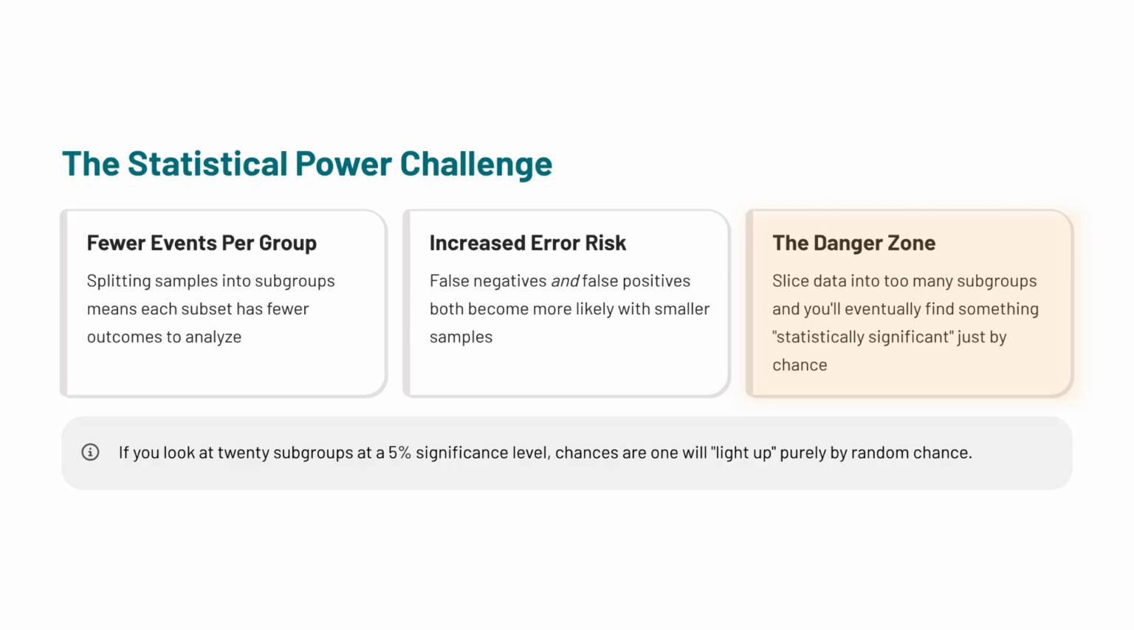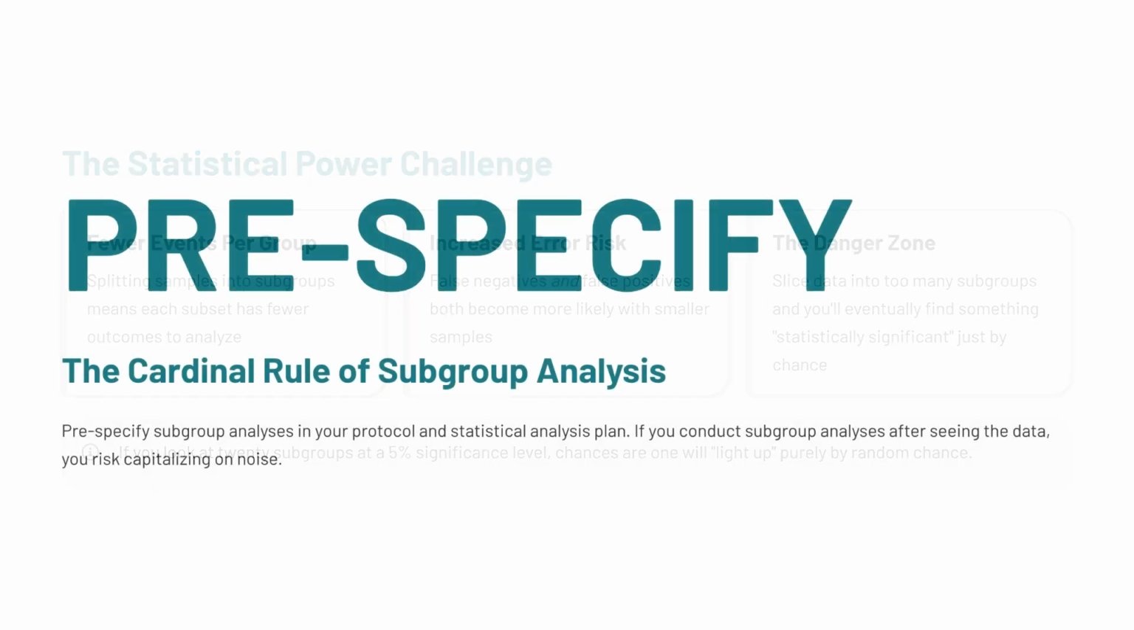Second, it increases false positives. Every time we carve the data into another subgroup, we run another test. 10, 15, 20 tests. Even if nothing's going on, a few subgroups might look statistically significant purely by chance. So, whichever approach you choose, be transparent about its limitations and interpret the results with caution. This brings us to the cardinal rule of pre-specifying subgroup analyses in your protocol and statistical analysis plan. And even with pre-specification, limit the number of subgroups you test. Doing analyses after seeing the data capitalizes on noise.